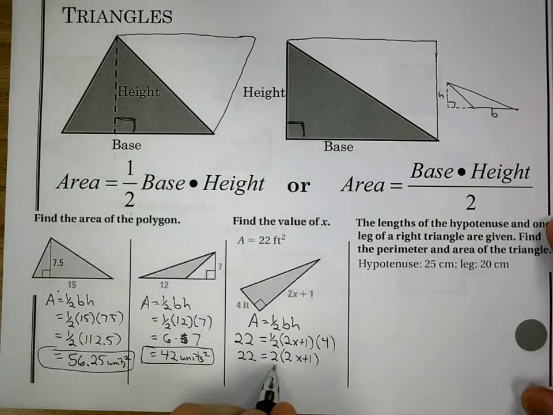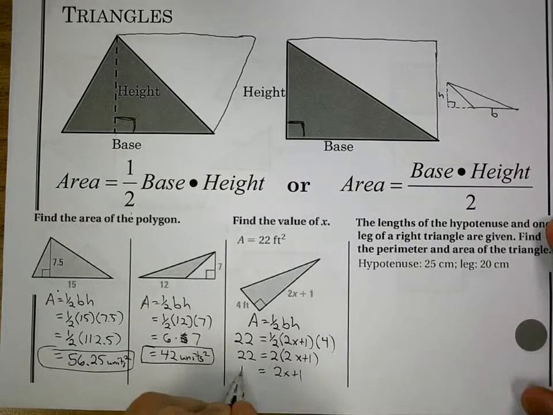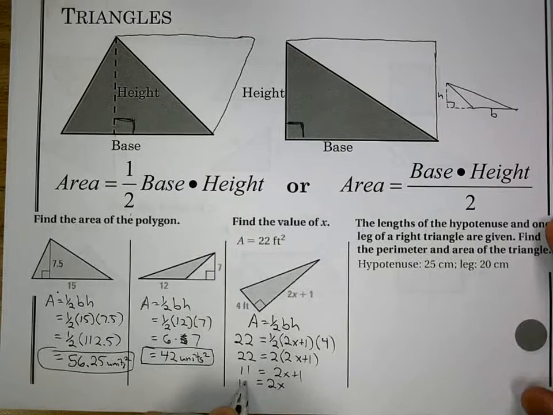I could then divide both sides by 2 and get 11 over here, which gets rid of the 2, but you could also distribute the 2x plus 1 times 2. We'll just get 2x plus 1 equals 11. I now subtract 1. I get 2x equals 10, so x equals 5 feet.